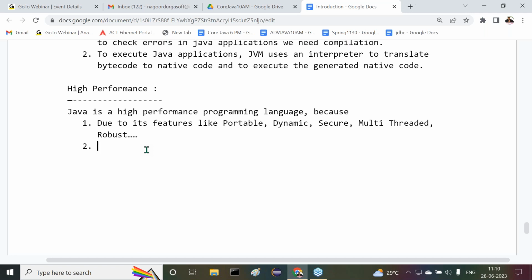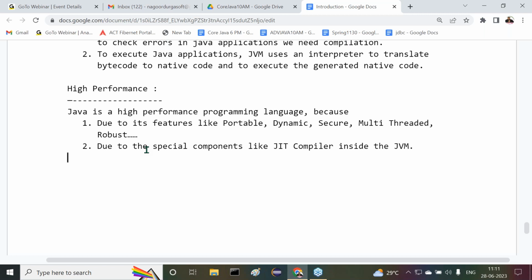Now understand the point clearly. Due to the special components like the JIT compiler inside the JVM, Java is a high performance programming language. Like this, there are so many reasons. Another factor is that it takes less execution time, maybe because of multi-threading, maybe because of its libraries, maybe because of n number of factors.